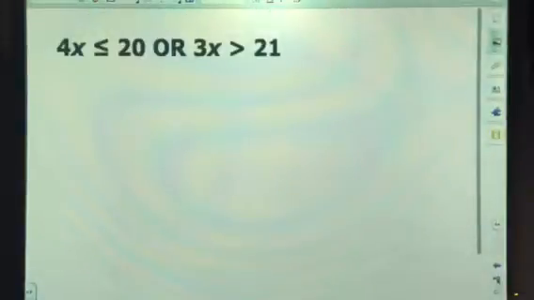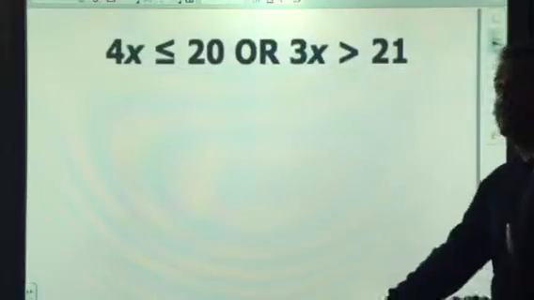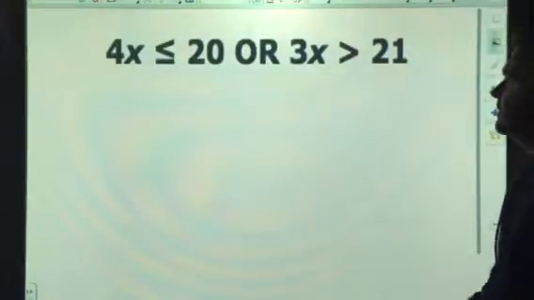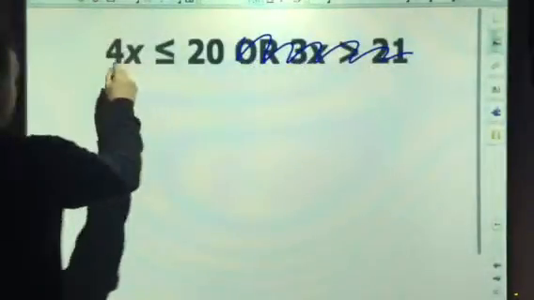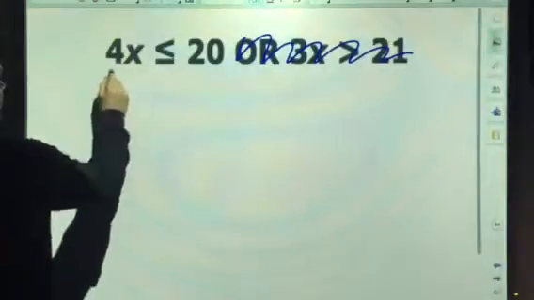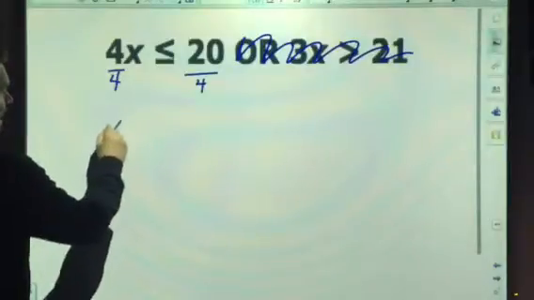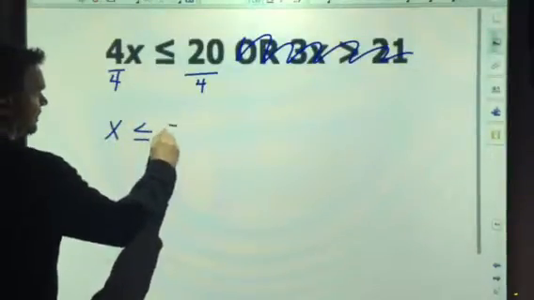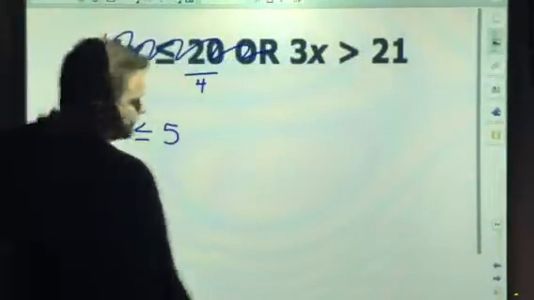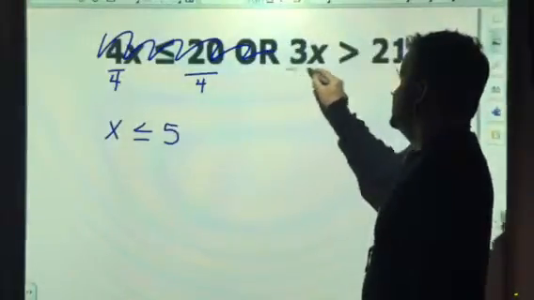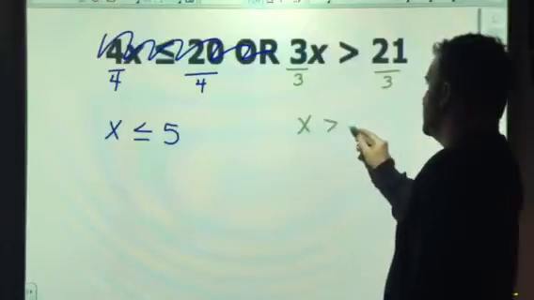Okay, here's another numeric example. I'm going to treat them like separate questions. Let's scribble that out for a minute. So 4 times something is less than or equal to 20. We have to divide by 4, divide by 4. So x is less than or equal to 5. Let's solve this other side now, where I need to divide by 3, divide by 3. So x is greater than 7.